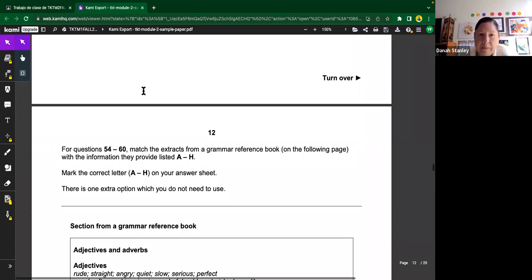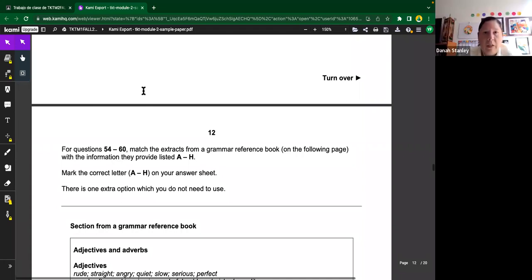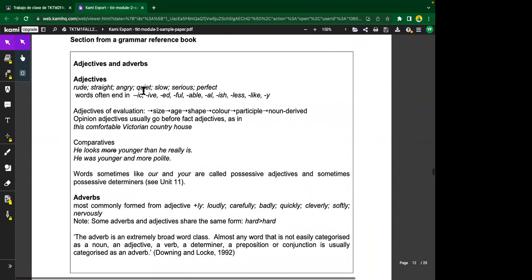Yes? Yes, teacher. All right. Difficult, easy, or more or less? Yo digo que more or less. So. Yes, more or less. Okay, excellent.